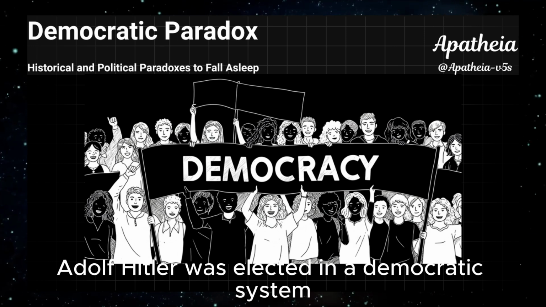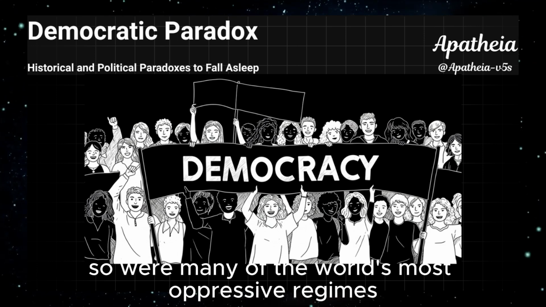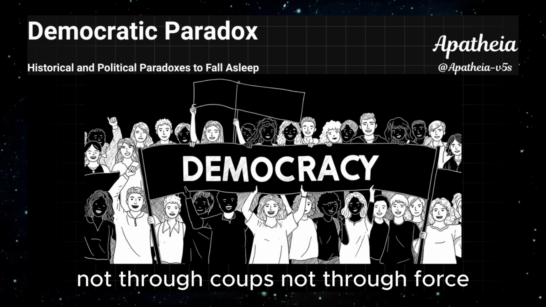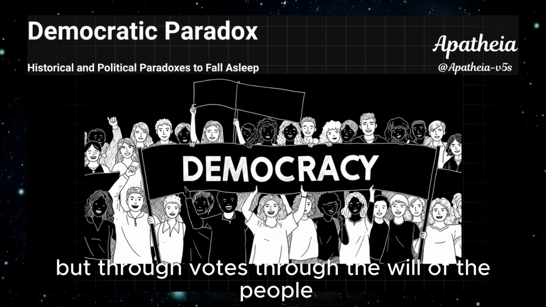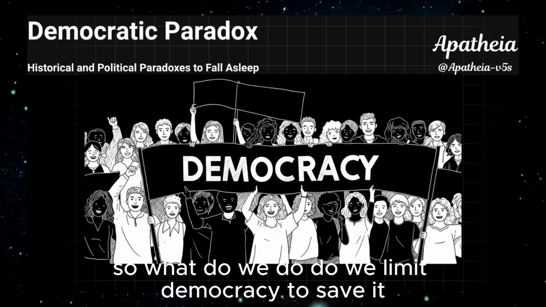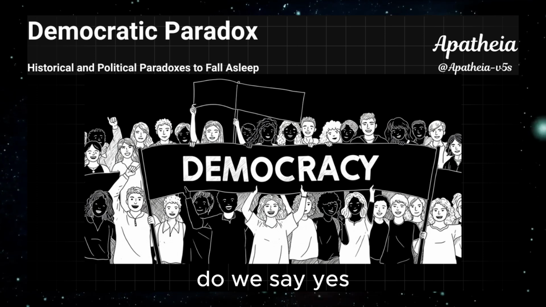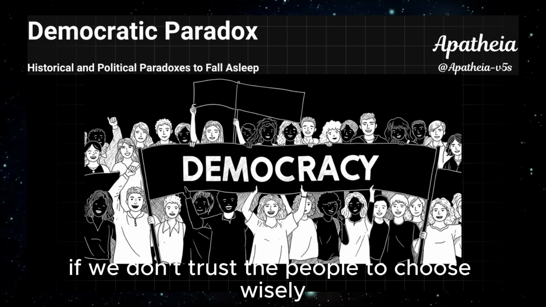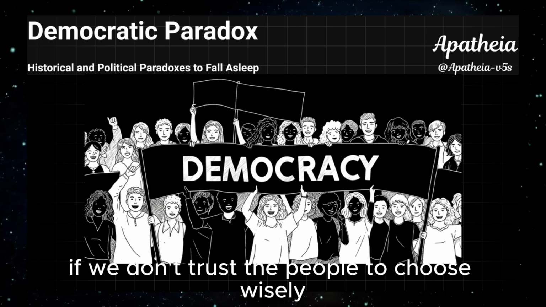Adolf Hitler was elected in a democratic system. So were many of the world's most oppressive regimes. Not through coups, not through force, but through votes, through the will of the people. So what do we do? Do we limit democracy to save it? Do we say, yes, you have freedom, but not that kind? Can we call it democracy if we don't trust the people to choose wisely?